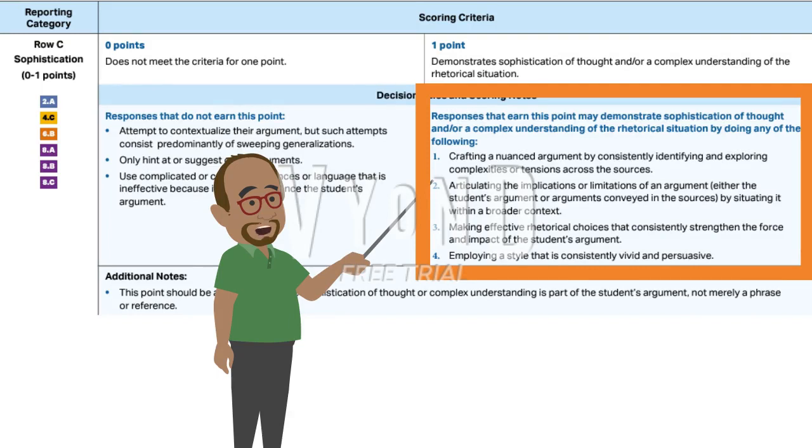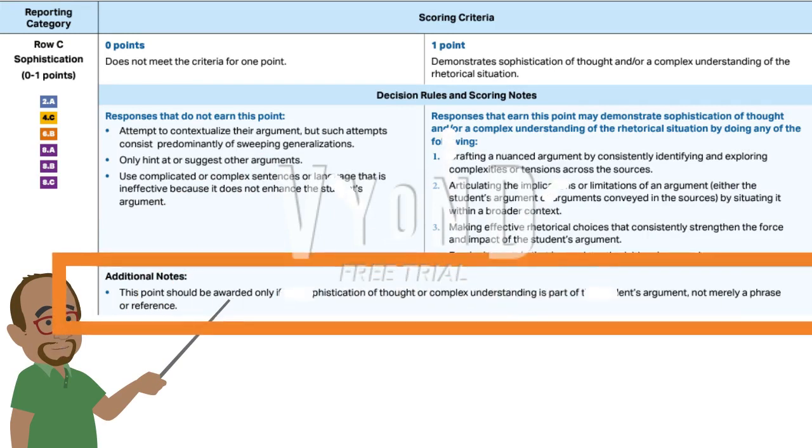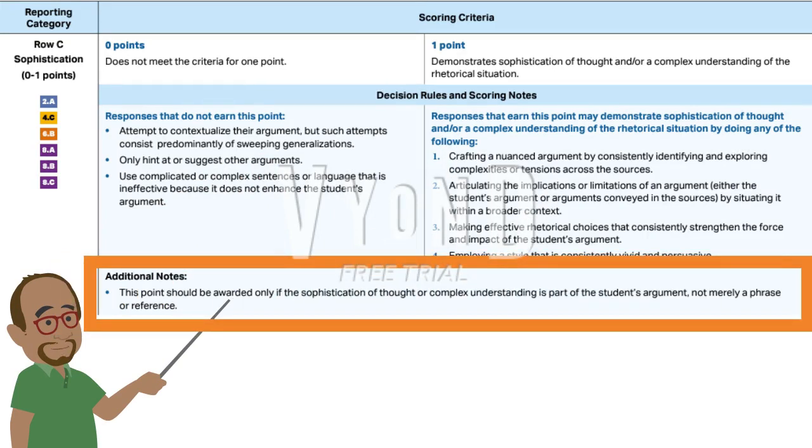Lastly, they can earn this point by employing a consistently vivid and persuasive writing style. The key word here, once again, is consistent. It will be clear that this is the student's natural writing style. In other words, the sophistication point should only be awarded if complex thought or writing style is consistent throughout the argument, not merely one phrase or reference. And while grammar is not specifically scored on this rubric, writing with consistently poor grammar probably won't earn the sophistication point.